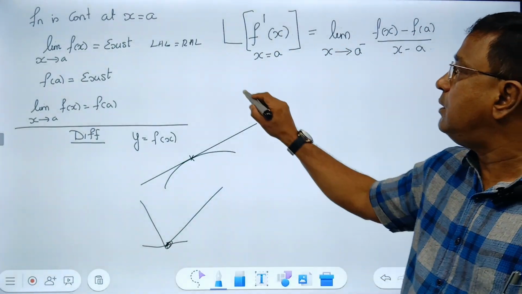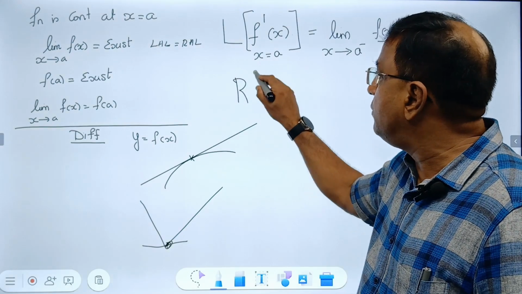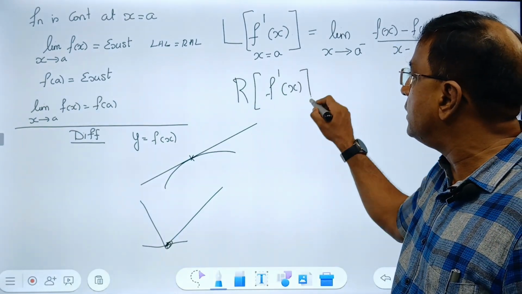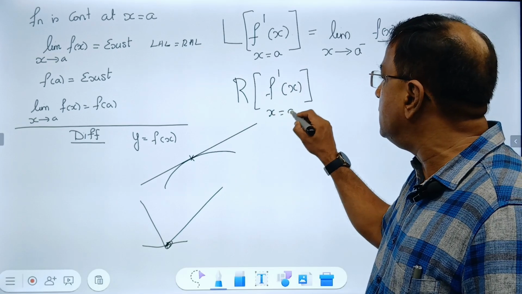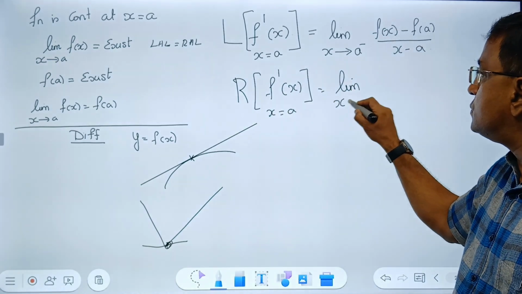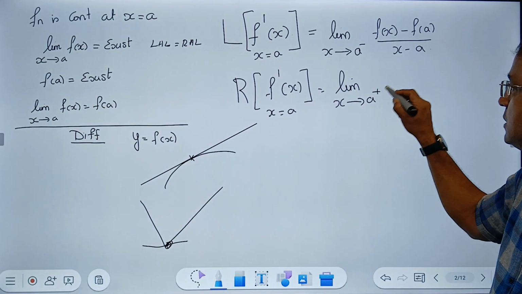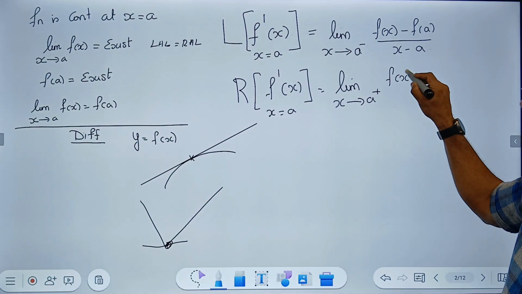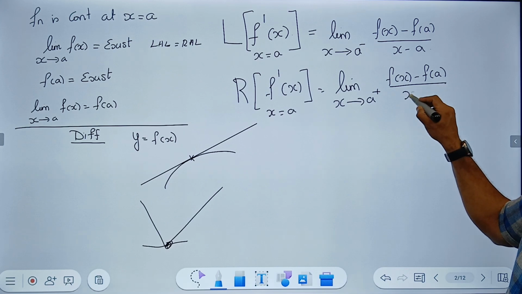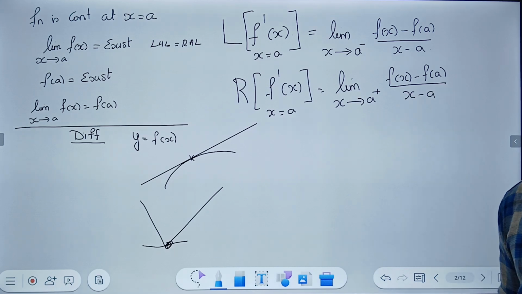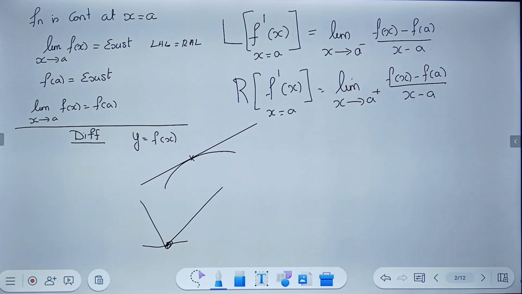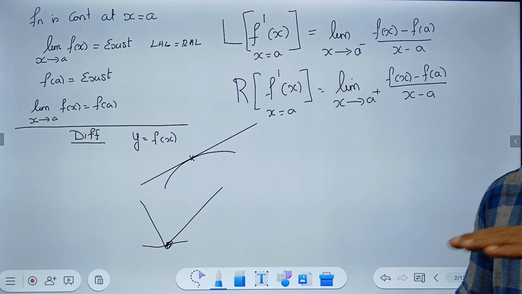Now what is the right hand derivative? The right hand derivative, f dash of x at x equal to a, is the limit as x approaches a plus of f of x minus f of a divided by x minus a. You can see this is nothing but the slope of the secant. So when x approaches a, the secant becomes a tangent.